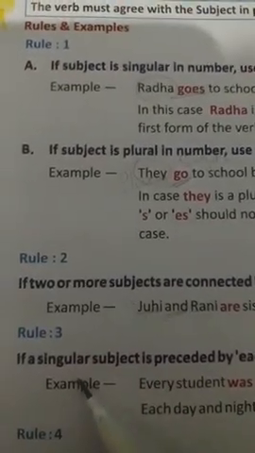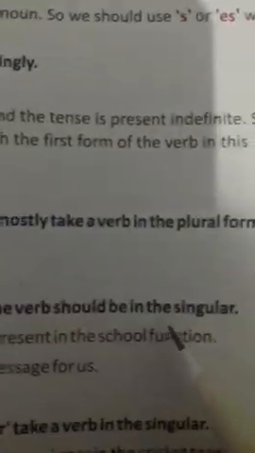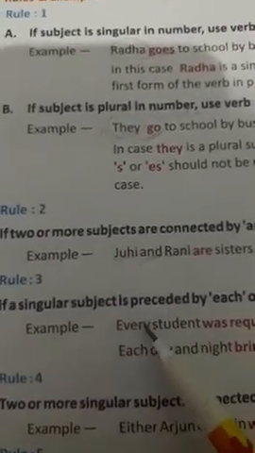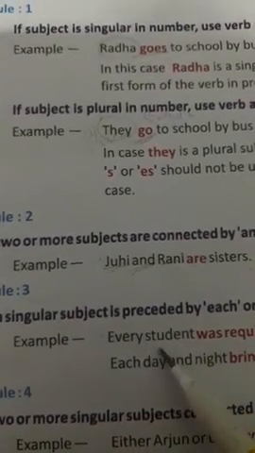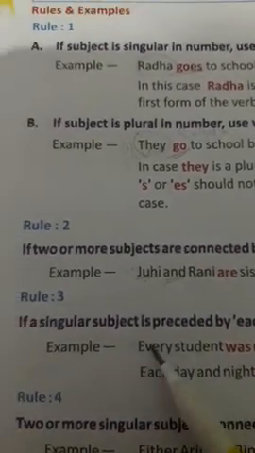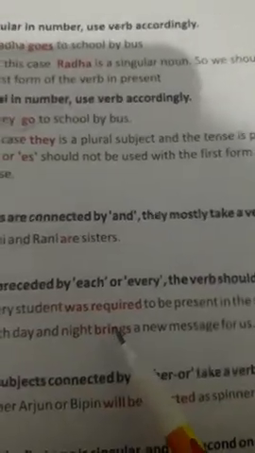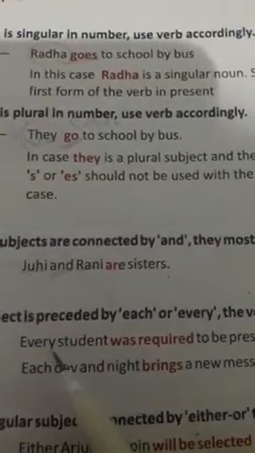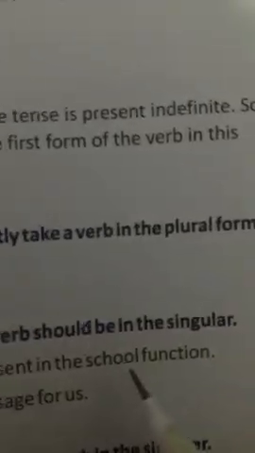Now see the next rule: if your singular subject is preceded by each or every, the verb should be in the singular. Preceded by means before the subject. If your subject is singular and it is preceded by each or every, then the verb should be in the singular. The verb also should be singular. See here, every student was required to be present in the school function.